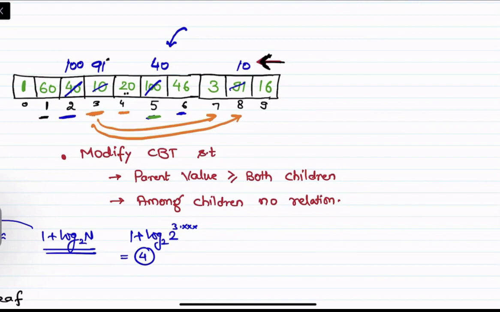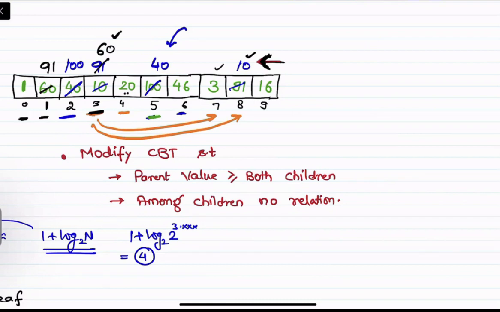Who is the bigger value? 91. Okay, so 91 should replace 60, and 60 will come here. Now 60 has come to index 3. Who are the children of 3? Children of 3 are 7 and 8. At 7 you have 3, at 8 you have 10. So 60 is already bigger than them, so we don't have to take it further down. Okay, so this is fine.